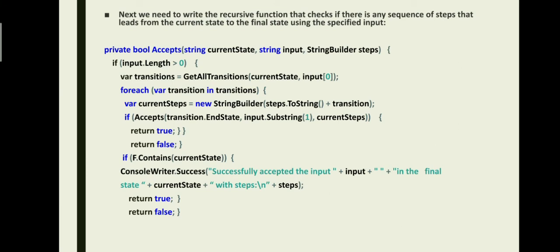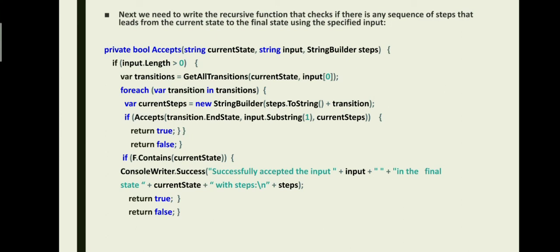Okay, what is this GetAllTransitions? GetAllTransitions is a method which simply goes through all the transitions just to find the transition with the specified start state and a symbol. So var transition is equal to GetAllTransitions. We are using a method which checks for the specified start state and a symbol. Okay, GetAllTransitions(currentState), which takes a current state and the input. And also we have used a for loop, foreach var transition in transitions.